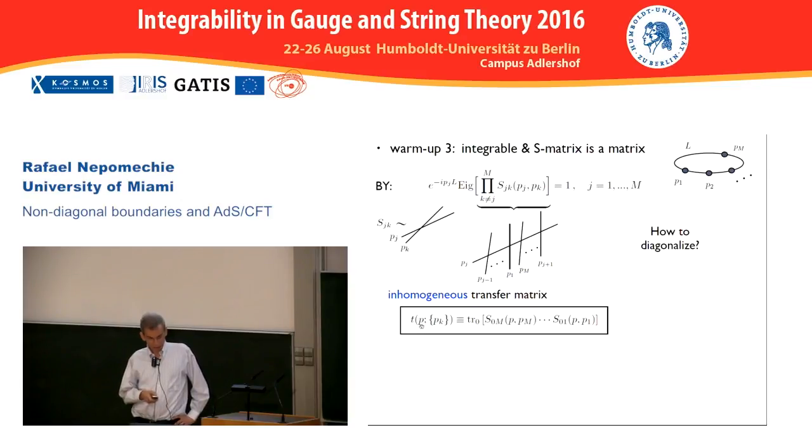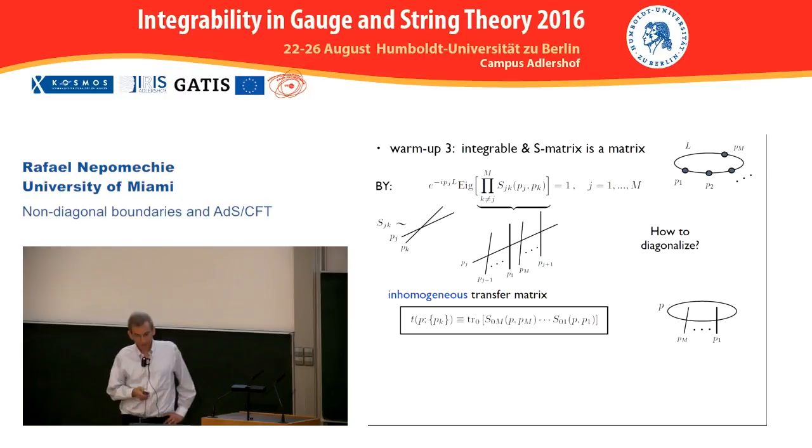So we introduce one more variable, p. And the idea is you trace over a new space called the auxiliary space, denoted here by 0, of this product of S matrices. So each one has a foot in this auxiliary space 0, and then another foot in what's called the quantum spaces, of which there's M, as many as there are particles. And then we can represent this by this picture.